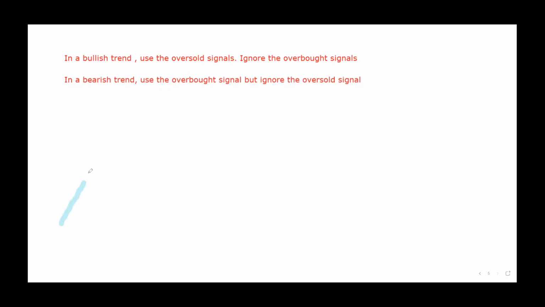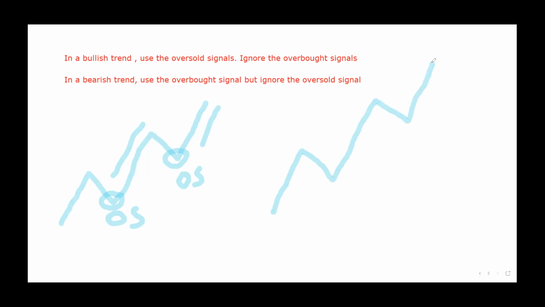when the market is trending up, only trade at the end of the corrections. At the end of this correction here, you look for oversold. At the end of this correction here, you look for oversold so that you can trade the next impulse. But when the market is trending upwards, ignore the overbought signal, because the overbought signals happen at the end of an impulse and a correction is coming.